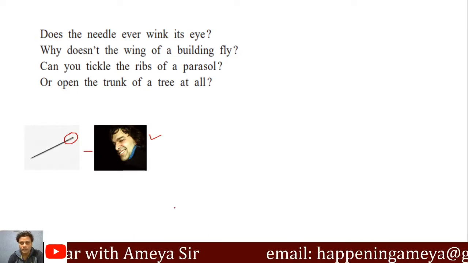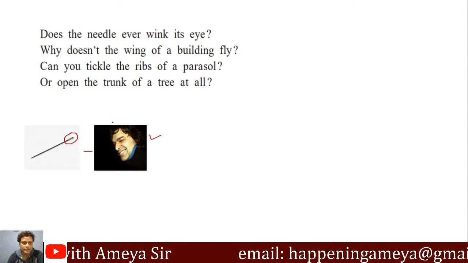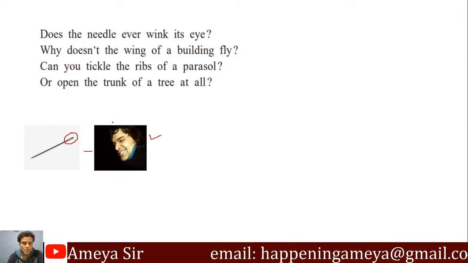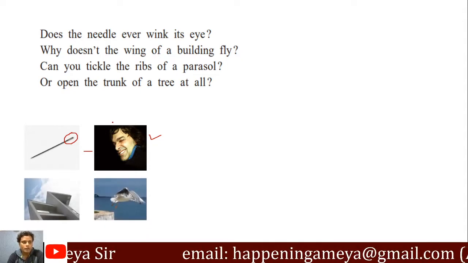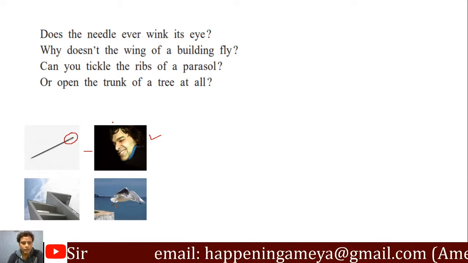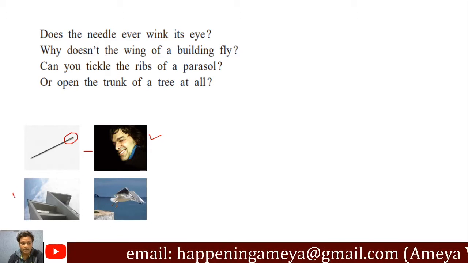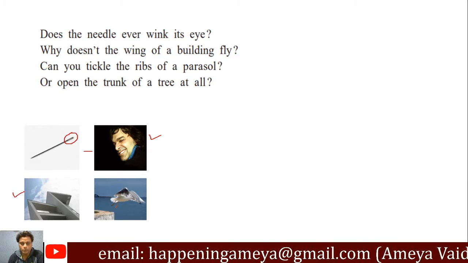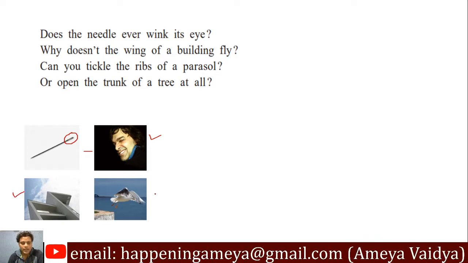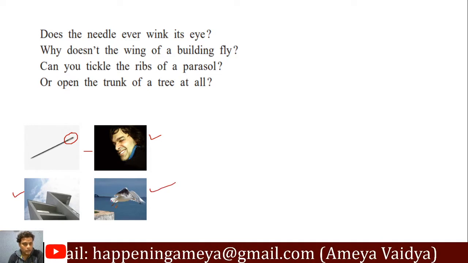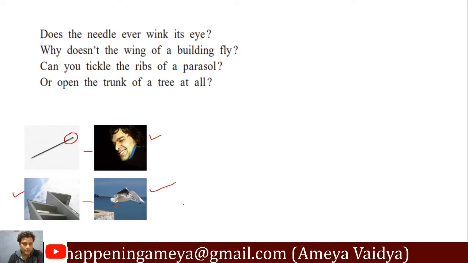So clearly there's figures of speech here. We'll study this later along with pun and interrogation. Why doesn't the wing of a building fly? You know, there is the A wing and the B wing to your apartment or to your building, to your society. And will that wing fly? No, sir. Again, a good example of pun.